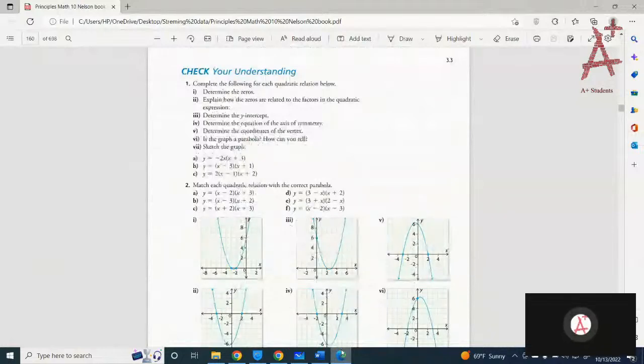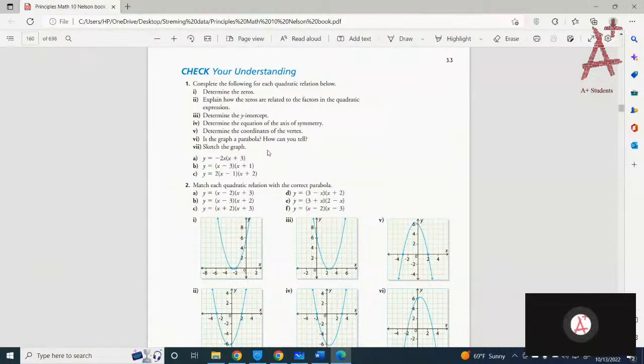Okay, let's start with the first one. Complete the following for each quadratic relation below. Determine the zeros. Explain how the zeros are related to the factor in the quadratic expression. Determine the y-intercept. Determine the equation of axis of symmetry. Determine the coordinates of the vertex. Is the graph a parabola? How can you tell? Sketch the graph.